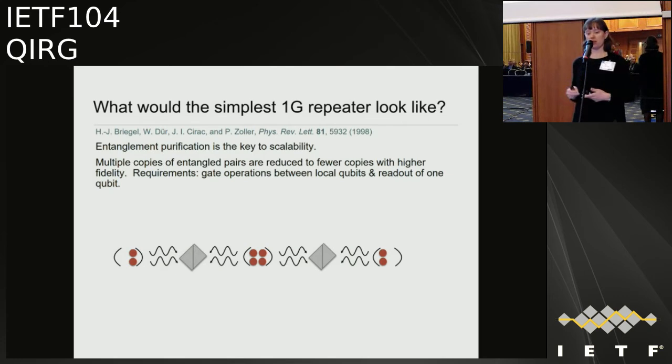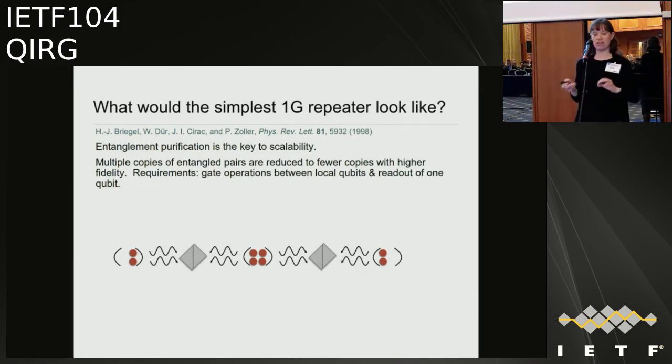What we should remember is that this idea of a quantum repeater, at least in the first generation, you think of it as entanglement swapping plus purification. And the key concept of purification is that you have multiple copies of entangled pairs, and you can start sacrificing some of your copies in order to get a higher fidelity. And you need to be able to do gate operations between pairs of local qubits.